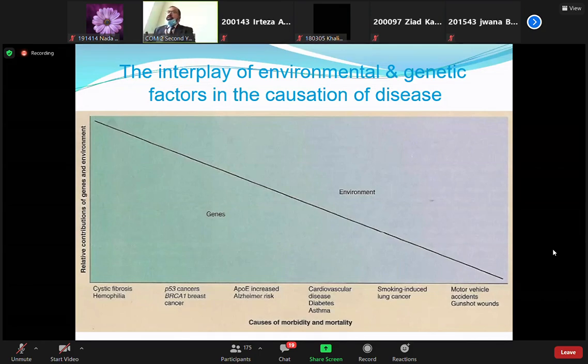Sometimes we advise patients, for example, if there are areas where there is a lot of pollution, we ask the patient, please shift yourself to other areas where there is less pollution. And by this, he can cure himself. So both of the factors are going together. Okay.